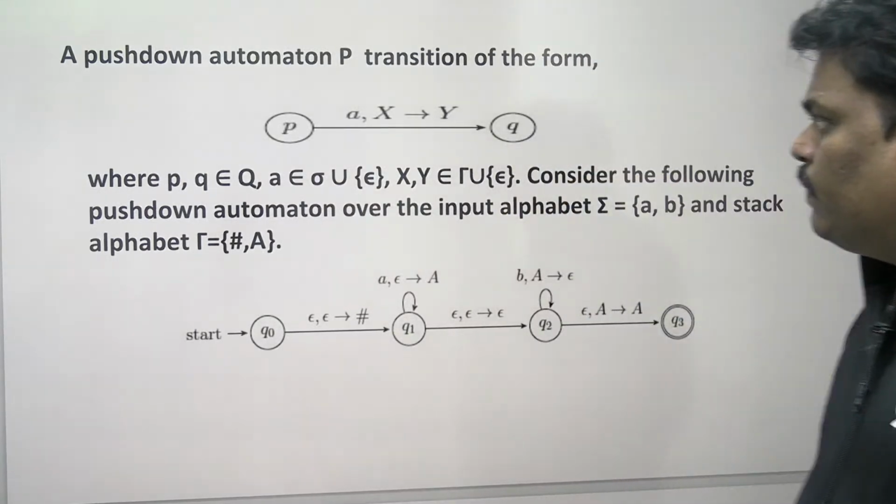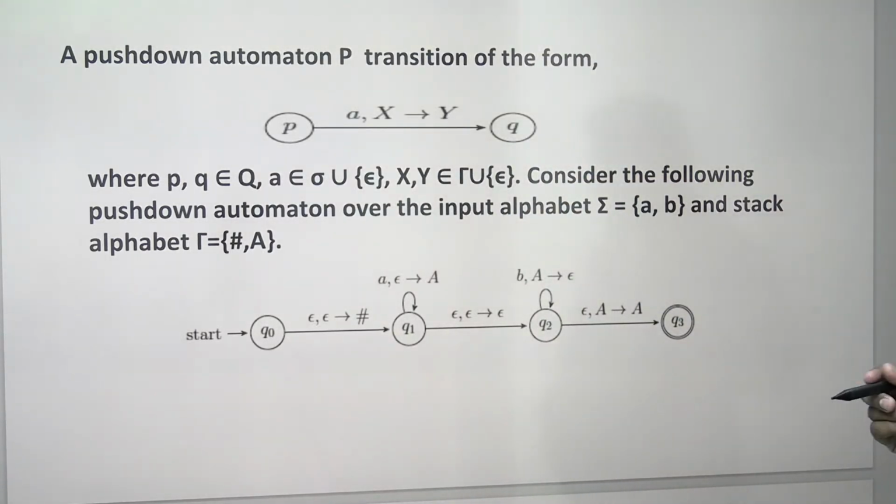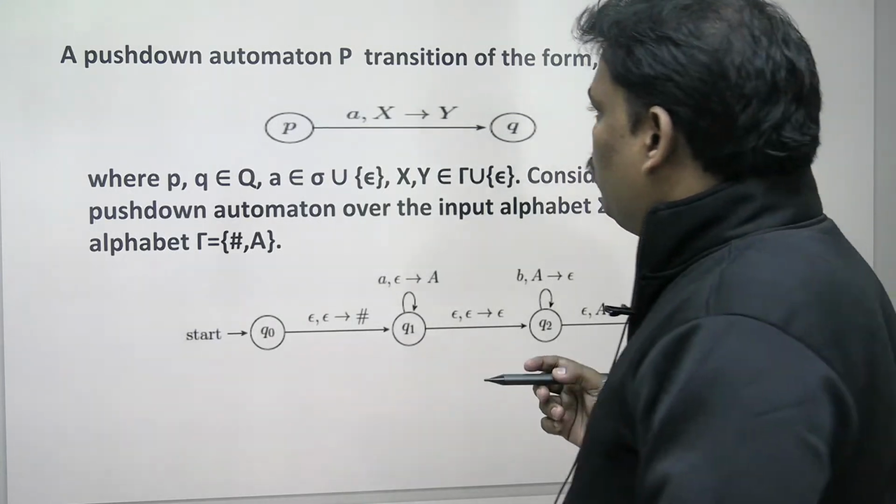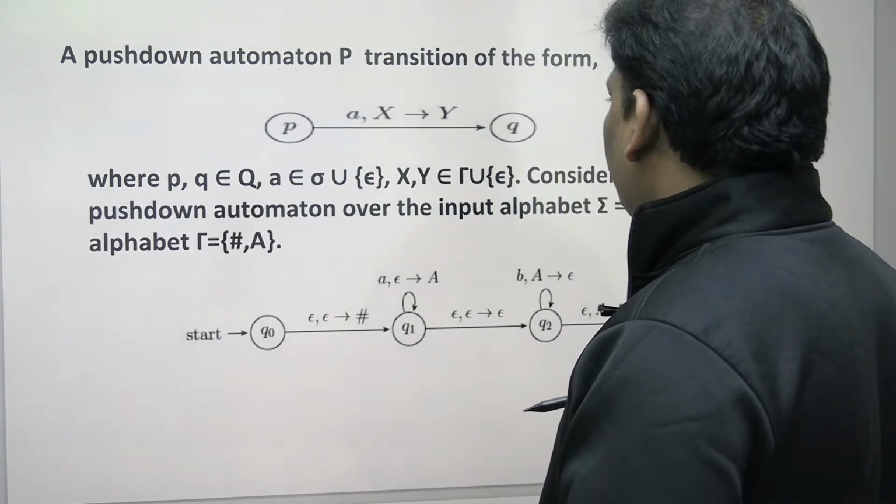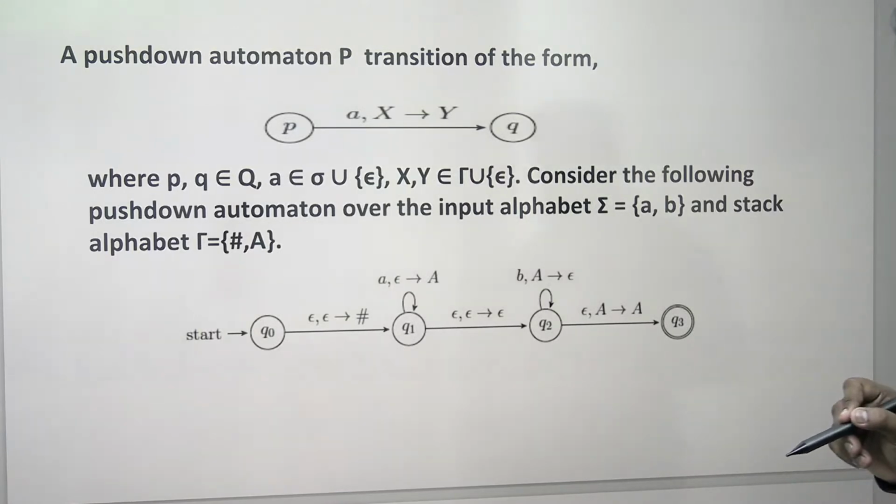Good evening, everyone. Let's see the problem. A pushdown automaton with transitions of the form p goes to q on (a, x → y), where p, q belong to Q, a belongs to Γ union epsilon, and x, y belong to Γ union epsilon.